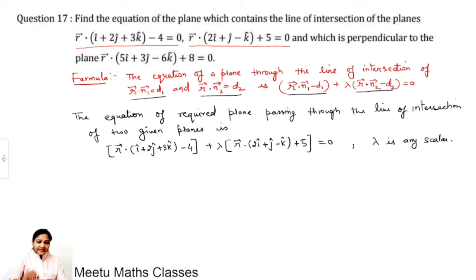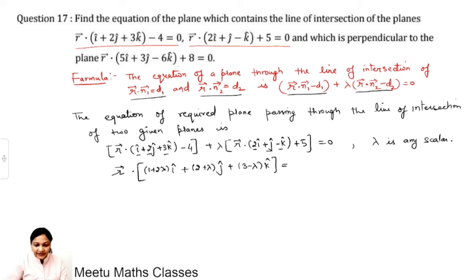Okay, now this can be written as r dot, your normal vector will become 1 plus 2 lambda i, then 2 plus lambda j, plus 3 minus lambda k. This is your normal vector, and your d will become: here it is minus 4, so on the right hand side it will become plus 4, and minus 5 lambda. So this is the equation of the required plane.